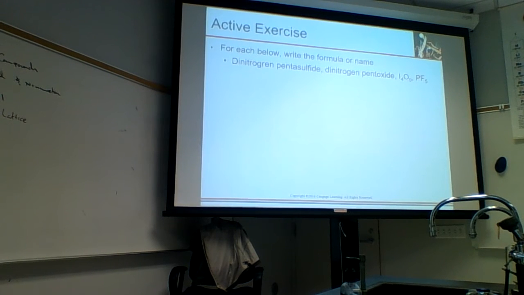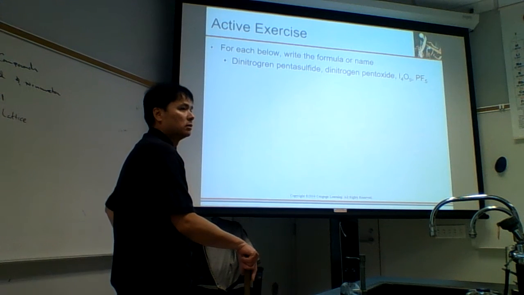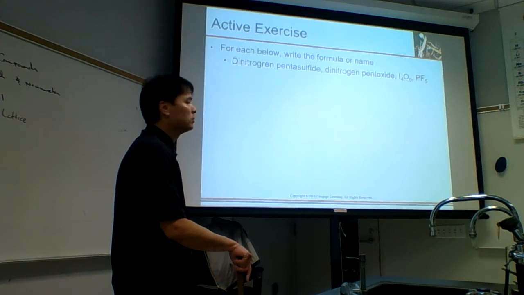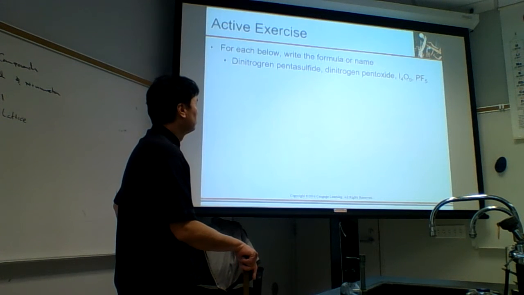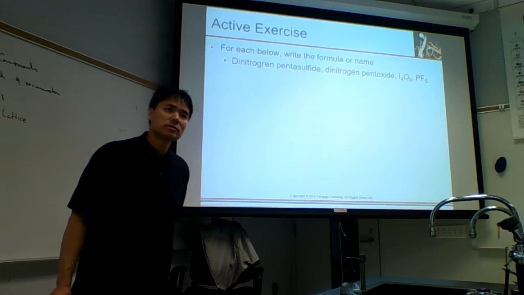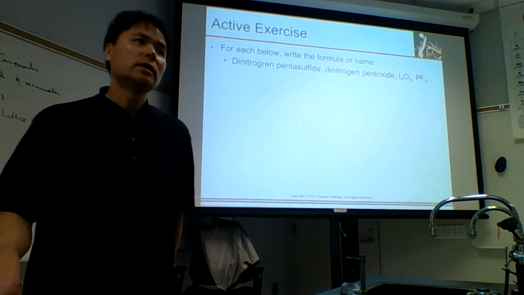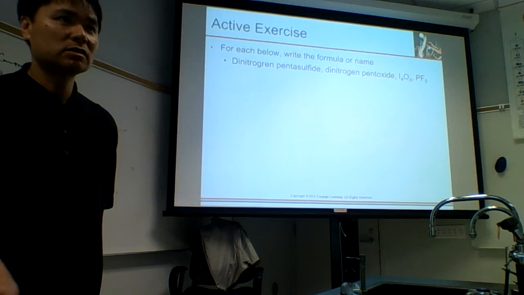Dinitrogen pentasulfide. And so we need the formula. Dinitrogen, di is 2 nitrogens, so it's N2. And then S5, so N2S5. Again, the N2 just indicates 2 nitrogens. It doesn't mean that there's diatomic nitrogen gas in this.